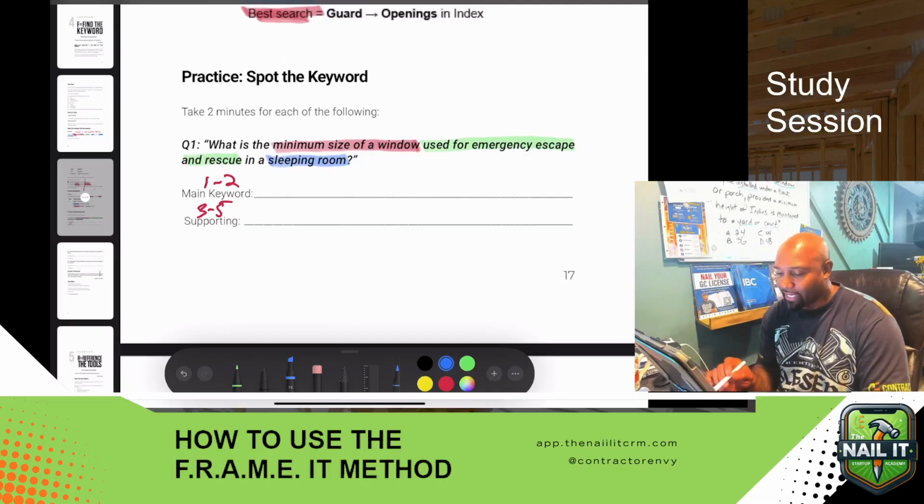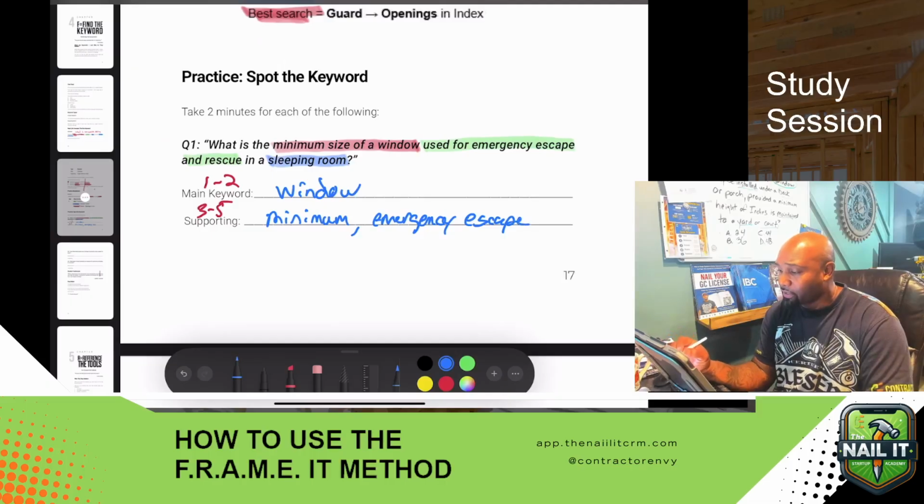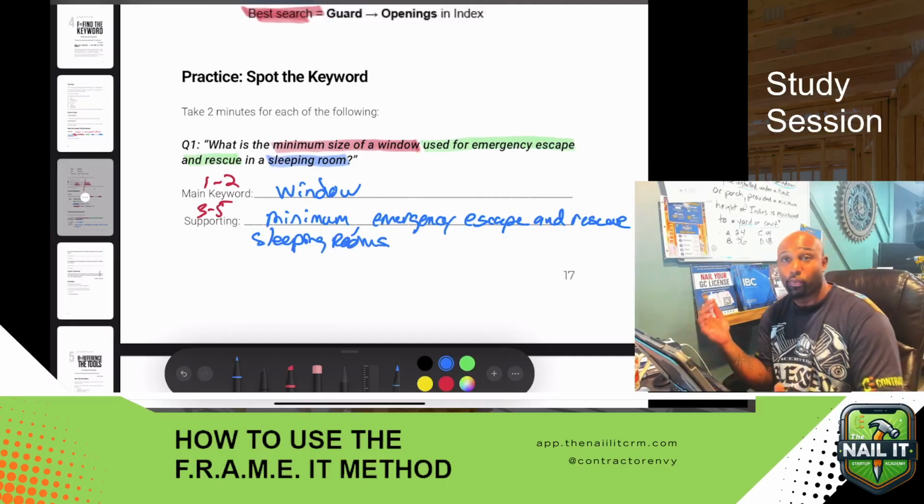So here we go, our main keyword. Oh, my fault, sorry, guys. Erase that. Main keyword is window. Supporting is minimum, emergency escape, and I'm putting everything, and rescue, and sleeping rooms. Right? That's what we're looking for.